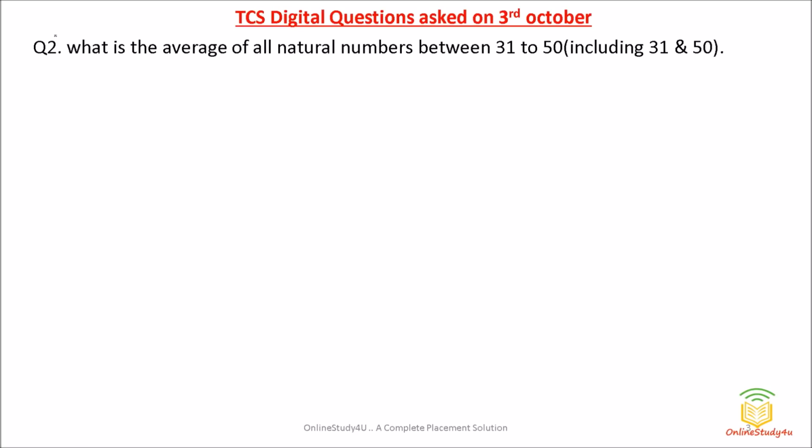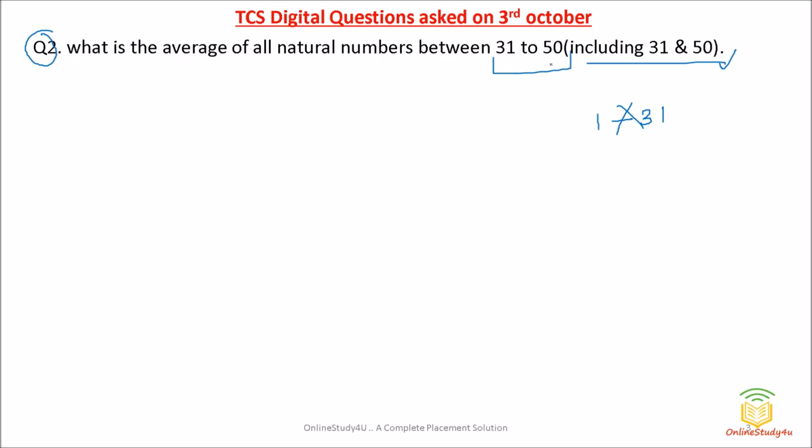Now friends, question number 2. What is the average of all natural numbers between 31 to 50, including 31 and 50, inclusive of both the numbers? So friends, this particular question is a very easy question, but if you see, at many places this question has been solved in a very lengthy manner. First they calculated the sum of 1 to 31, and then they calculated up to 50, and then they subtracted it. Friends, that is not the way we will use to solve this problem. See, this is a very simple problem.